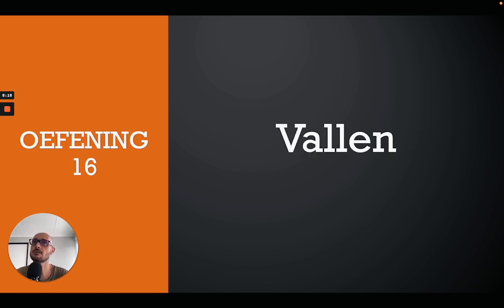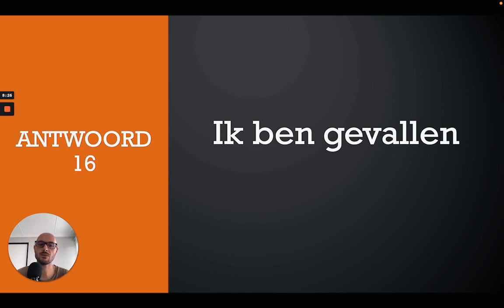16 is vallen. Vallen is to fall down. So how would you say I have fallen? I've fallen on the ground, for instance. Okay, so we'll give it a look and we will see ik ben gevallen. Past participle is irregular and also the auxiliary verb is zijn.